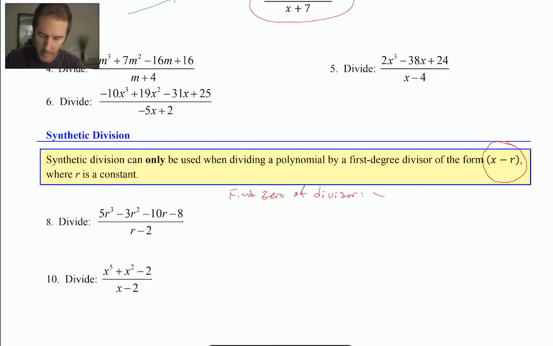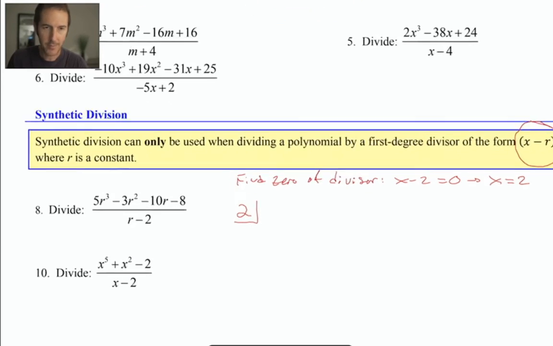And to do that, I'm going to take x minus 2, set it equal to 0, solve, and get x equals 2. Now the 2 that I just found is the 2 that I'm putting in this little box here. And then next to that box, I'm going to put the coefficients of my dividend, the thing that I'm dividing into. Now we're going to have some placeholders here also.